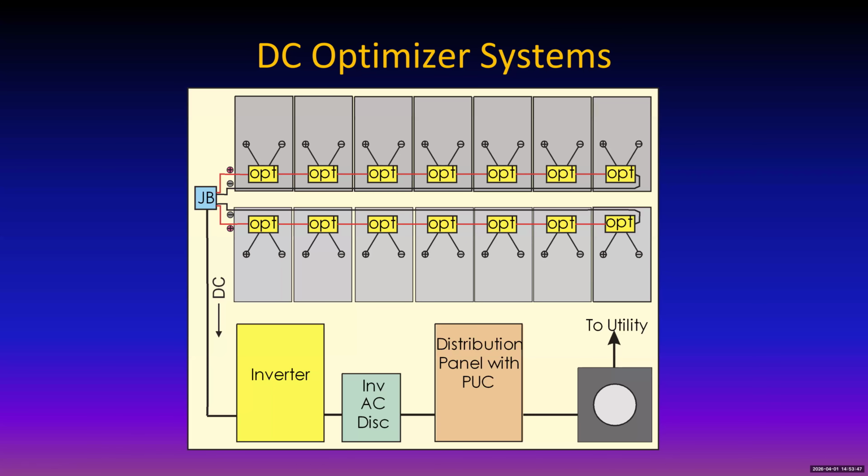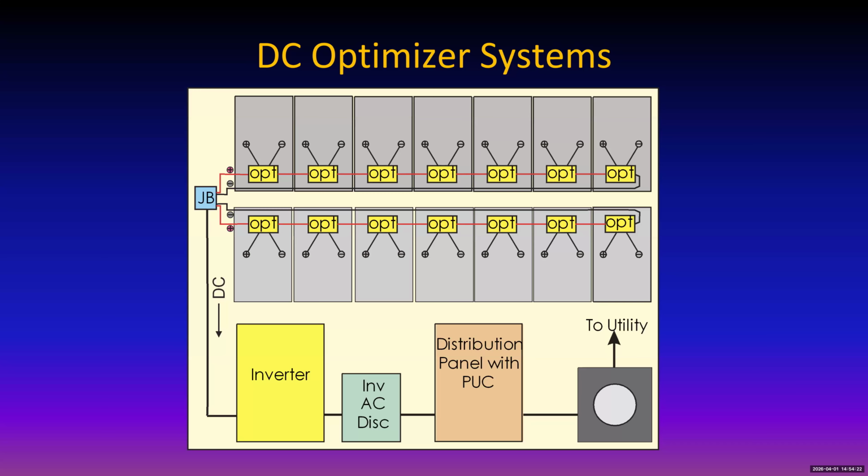This is a neat type of system as well, because these optimizers, notice that they're connected in series. So that means the current has to stay the same. Each optimizer has a maximum power point tracker as a part of its construction. So they optimize, by electronic means, the amount of power that is available from each module. If they all have the same sunlight intensity, then they all have the same amount of power available.